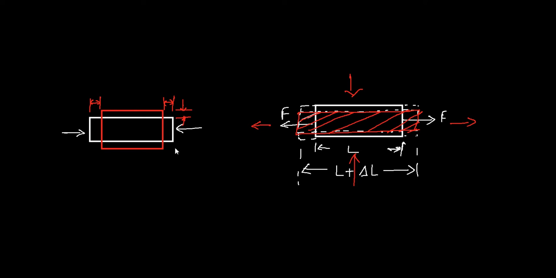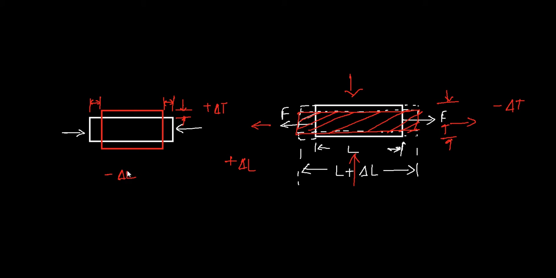So an axial deformation always creates a lateral deformation of the opposite sense. You can see here it's a plus delta L, and therefore it is minus delta T, assuming this as the thickness of the body. Whereas here it's minus delta L and plus delta T. What I'm trying to say is the axial and lateral deformations will always be of opposite sign.